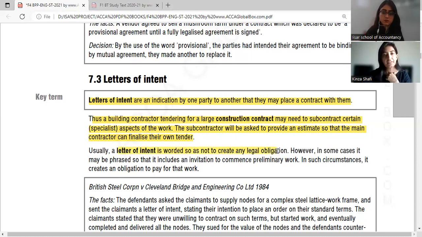Next. Usually, a letter of intent is worded so as not to create any legal obligation. However, in some cases, it may be phrased so that it includes an invitation to commence preliminary work. In such circumstances, it creates an obligation to pay for that work.